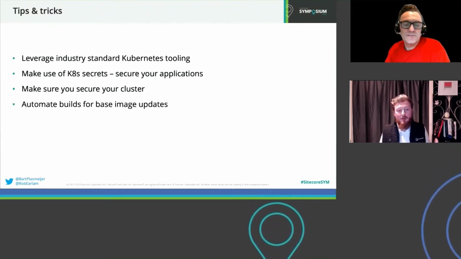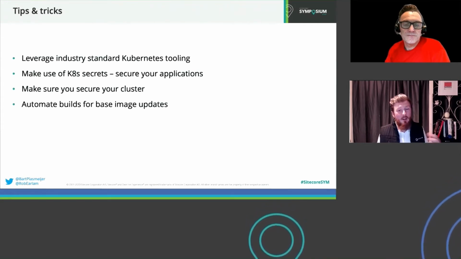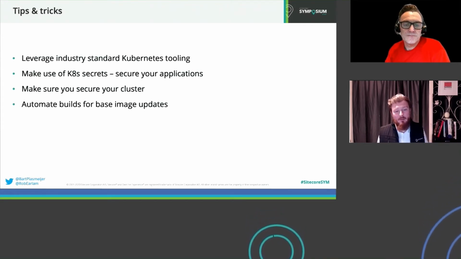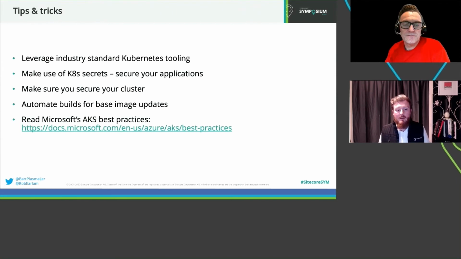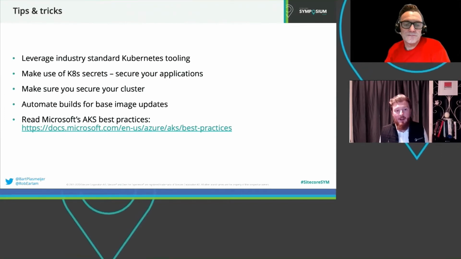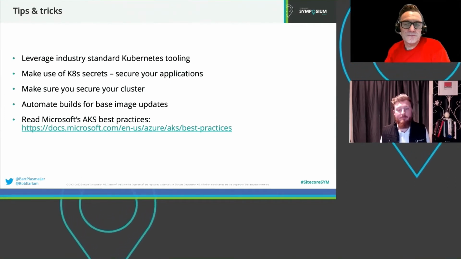Make sure you're automating your build process, and that automation includes updates from base images. Sitecore are going to be releasing base image updates, which are going to be based on the updated Microsoft OS versions. So you need to make sure that you're consuming those and updating your application images. And finally, you should definitely check out Microsoft's best practices for AKS. They've got a heap of material out there, and it's really, really good.